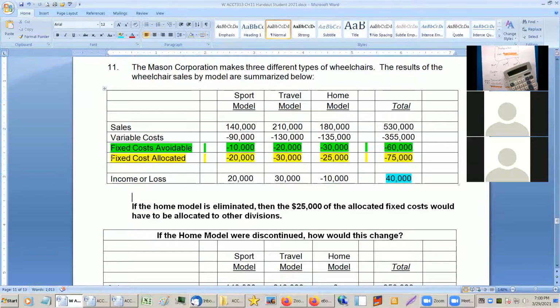You could say, okay, these costs are not relevant, because it doesn't matter what we do. You know, the headquarters isn't going to change. So these allocated costs are not really relevant to our income. So this one would be 40,000.